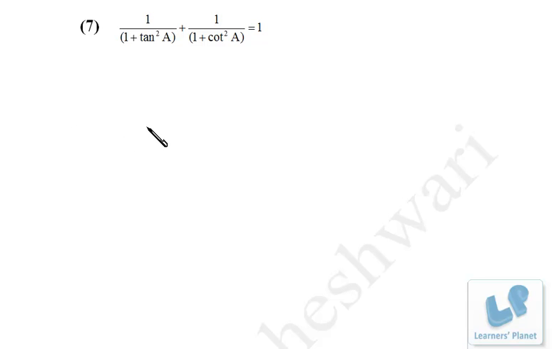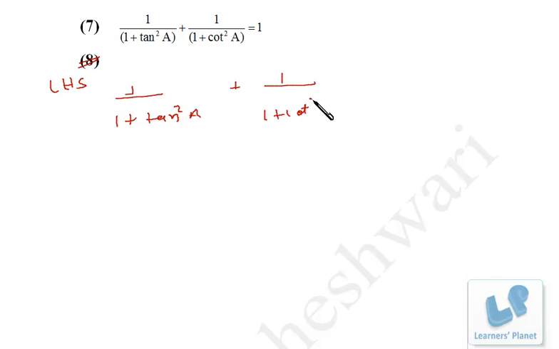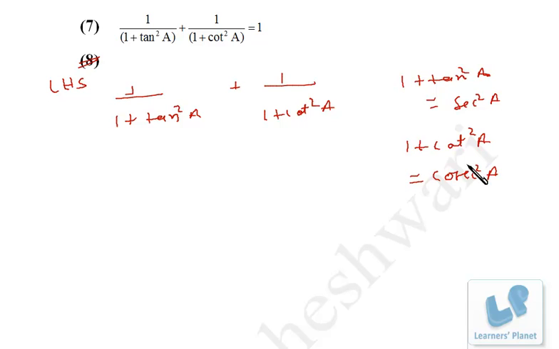Now friends, we have this question. Further, we have to prove the left hand side equal to 1. So we start with the left hand side. It's 1 upon 1 plus tan square a plus 1 upon 1 plus cot square a. Now we know the relationship, that 1 plus tan square a is equal to sec square a, and 1 plus cot square a is equal to cosec square a, right? So I put the value of 1 plus tan square a as sec square a and 1 plus cot square a as cosec square a, right?